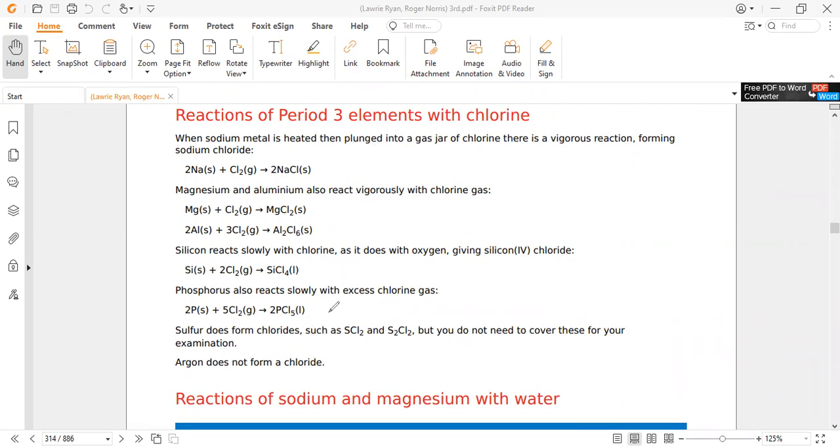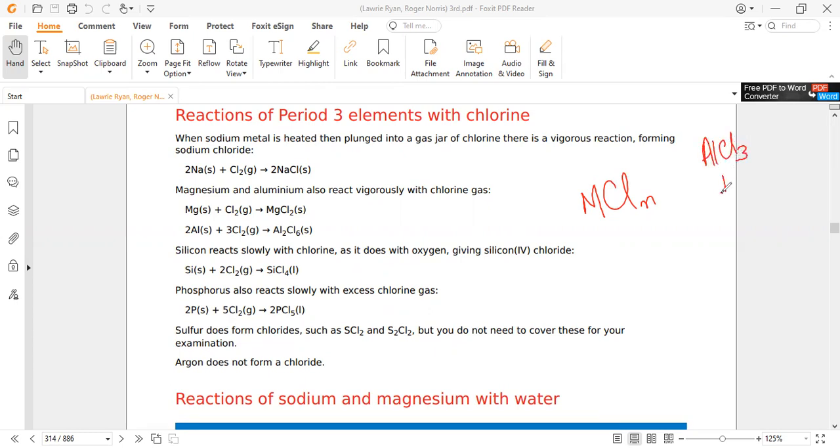Phosphorus forms PCl5. They all react with chlorine and form chlorides according to group position. Likewise, you write the formula in this case like this. Here is the group number. If you are in group 1, put 1. Group 2, then put 2. Group 3, then put 3. Group 4, put 4.